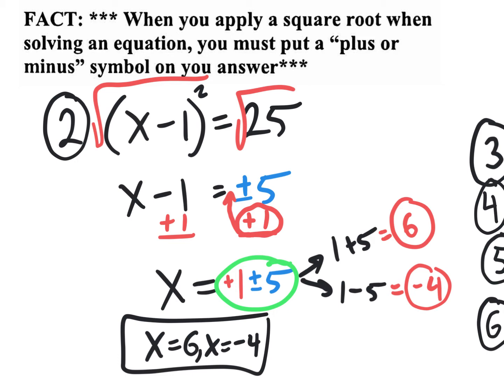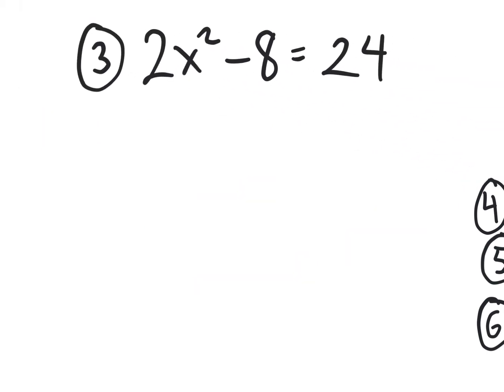Let me delete everything, get more space. Number 3. I want to get x by itself on one side. What should I do?